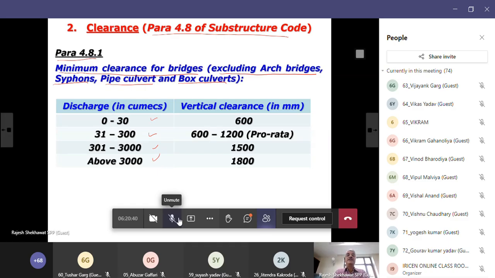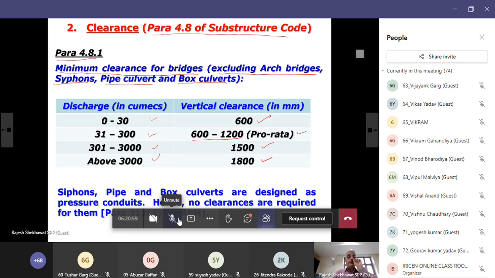As the discharge increases, for 0 to 30 it is 600, for 31 to 300 pro rata between 600 and 1200, for 301 to 3000 it is 1500, and above 3000 it is 1800, or 1.8 meter. These are the clearances required. Now come to arch, siphon, pipe culvert and box culvert.